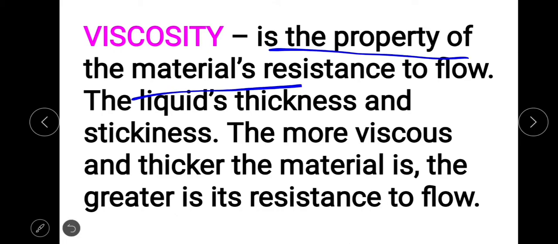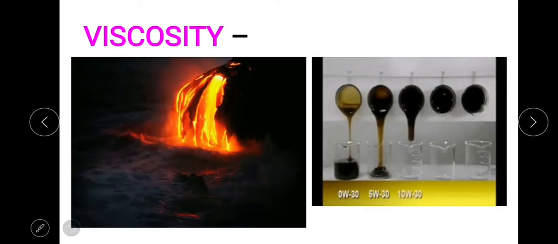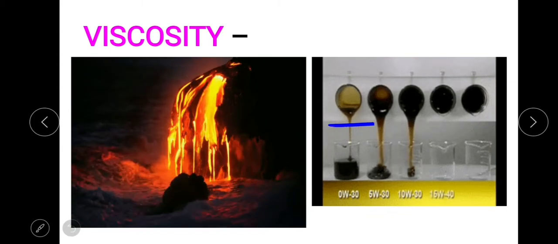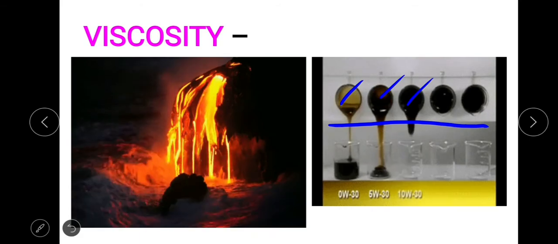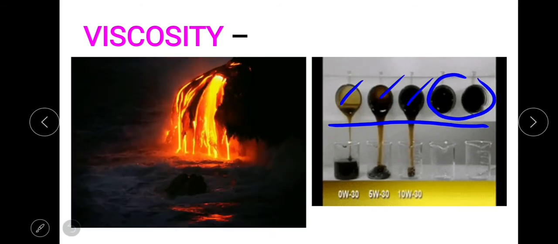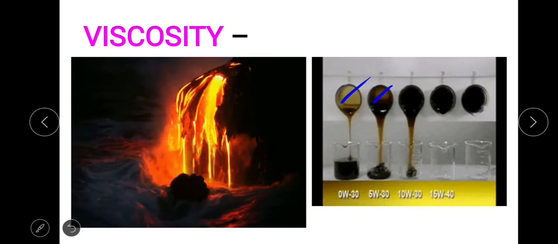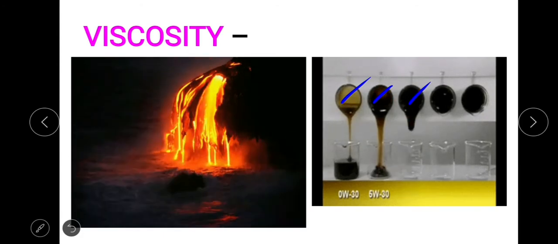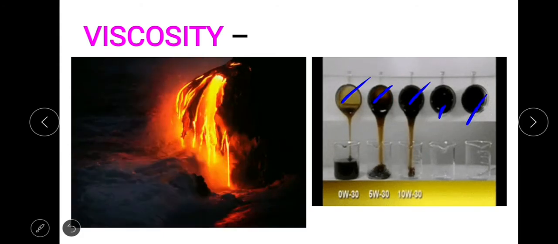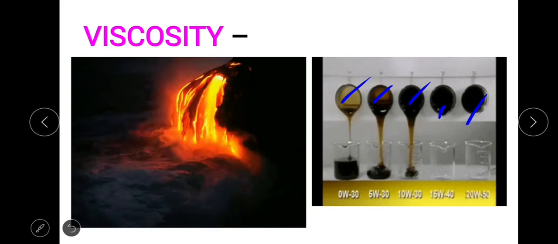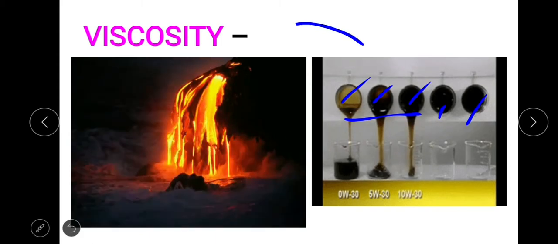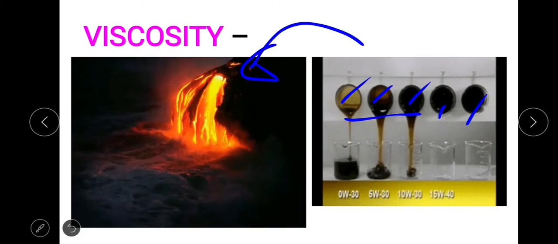Viscosity is the property of a material's resistance to flow. It characterizes thickness and stickiness. The more viscous the material, the greater its resistance to flow. Just like in this experiment here, you can see that there are 5 different kinds of liquid, and the first, second, and third liquids are less viscous compared to the fourth and fifth ones because, as you can see, the first, second, and third liquids are still flowing. But the fourth one and the fifth one are not flowing. They are so viscous compared to the 3. Then in this part here, you can see that lava is more viscous than water.